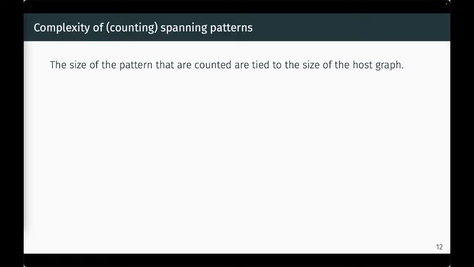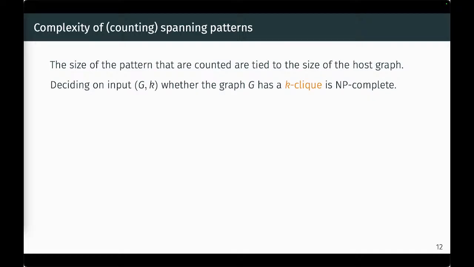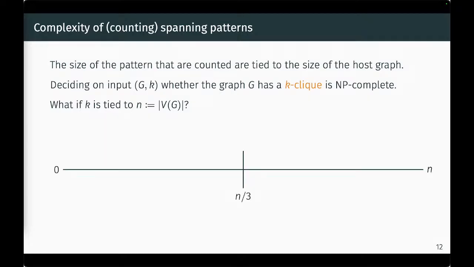So I guess the problem is that the size of the pattern we are counting is tied to the size of the host we're evaluating, because we have a fixed number of variables. And as I said, we all know that k-clique is NP-complete, right? But what if the k is tied to n? What happens then? By the standard reduction from 3-SAT to k-clique, we get that clique is NP-complete if the size of the clique is n over 3, for n the size of the graph. And then you can do padding and get NP-completeness for this parameter range for every epsilon, from epsilon n to (1 minus epsilon) n.